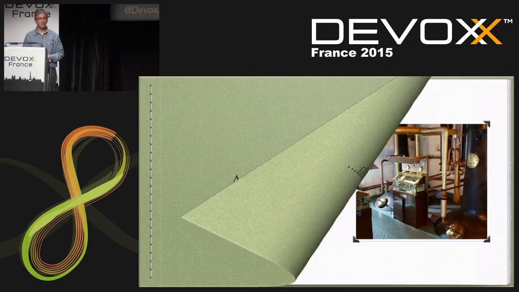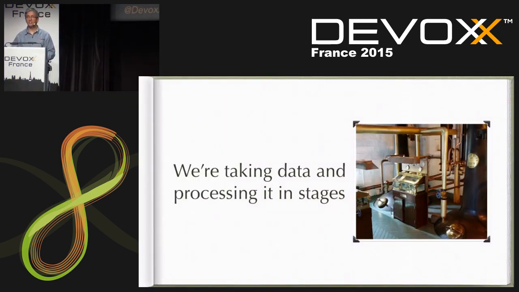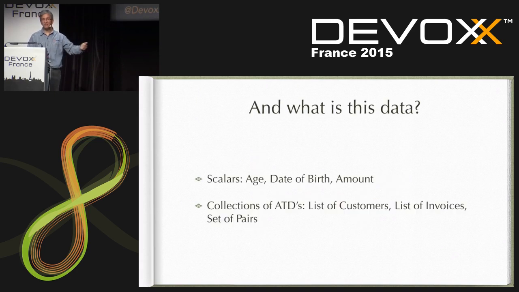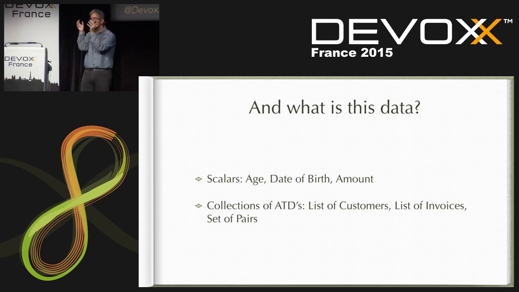And then there's the data. All we're doing basically is taking data and processing it in stages. That's all we're doing. So what is our data? We have customer, invoices, points, age. We have date of birth as scalars. We have lists of collections. We have lists of invoices. We have sets of pairs. But if we think about it, really all we're doing in our lives is creating functions with data taken as input and applied as output.